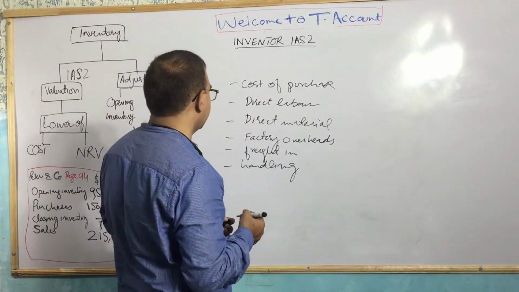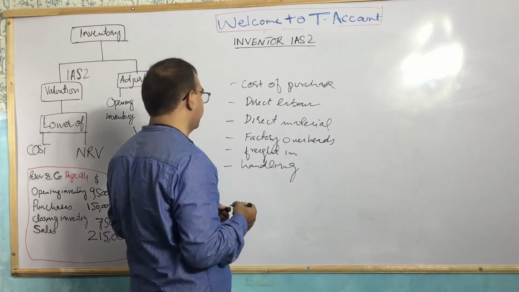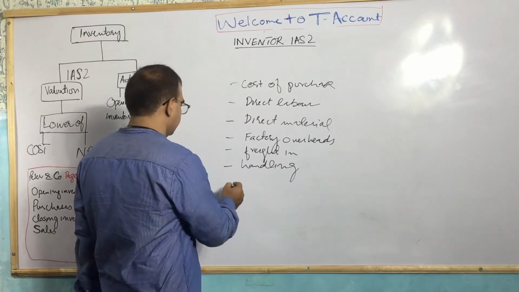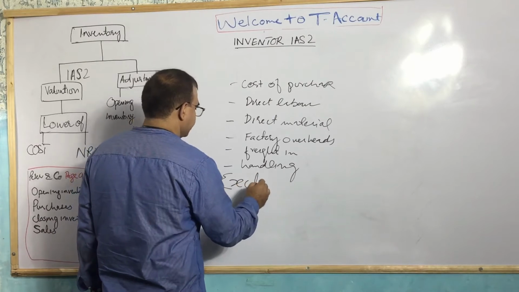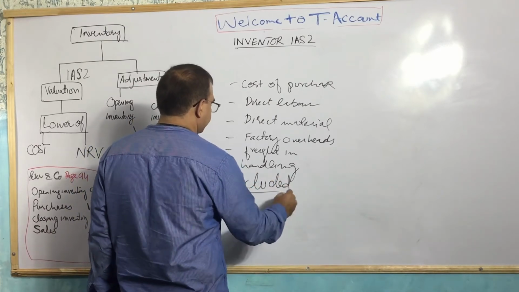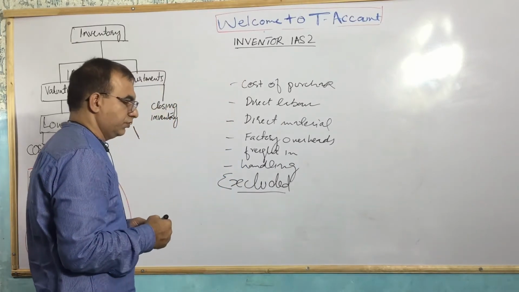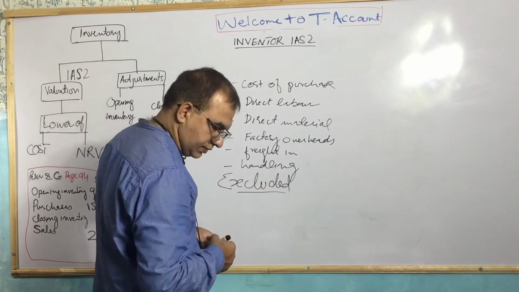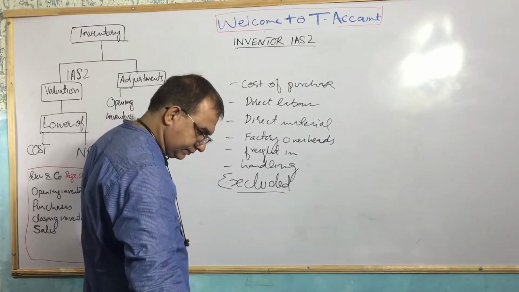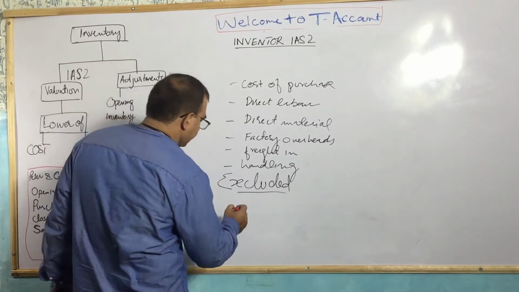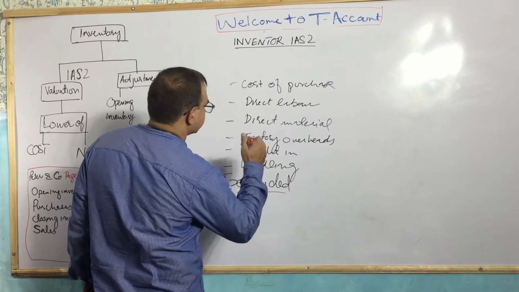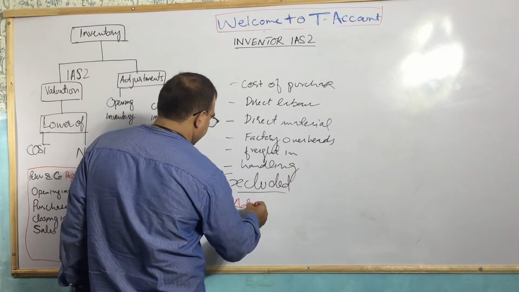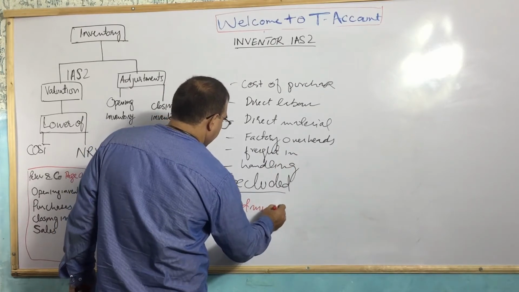Now there are things that you cannot recognize, clearly excluded items. In the question they will give you that information as well, just to confuse you and check whether you have the knowledge of what you can add or what you cannot add. So exclusions: you cannot add administrative overheads. You can add factory overheads but not administrative overheads.